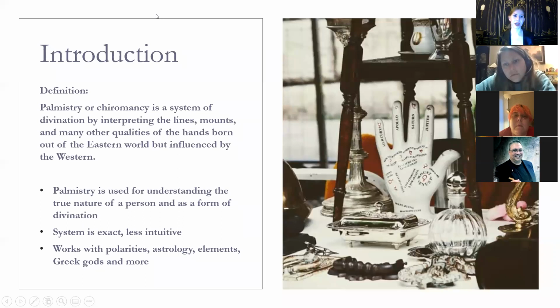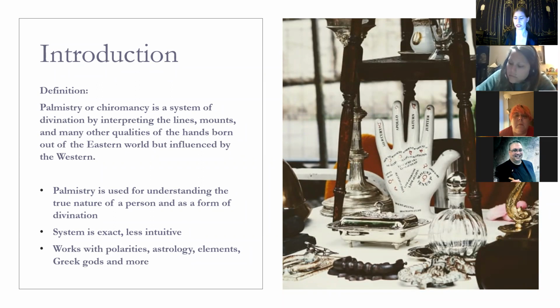So, palmistry or chiromancy is a system of divination by interpreting lines, mounts, and many other qualities of the hands, which was born out of the Eastern world, but eventually influenced by the Western. And when I say eventually, it was probably thousands of years after its inception. The origins are probably around India, but it was used and developed in China, Mesopotamia, Egypt, Greece, and the list goes on. You will see the Greek influence in this lecture.